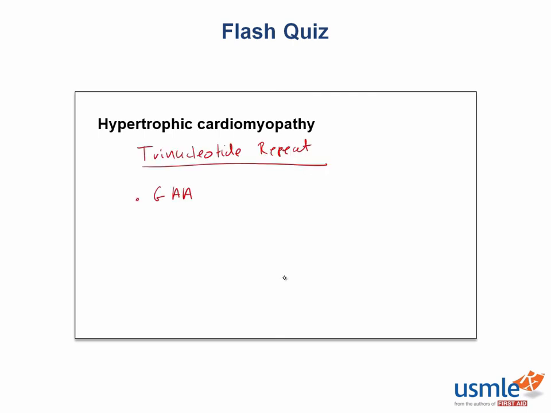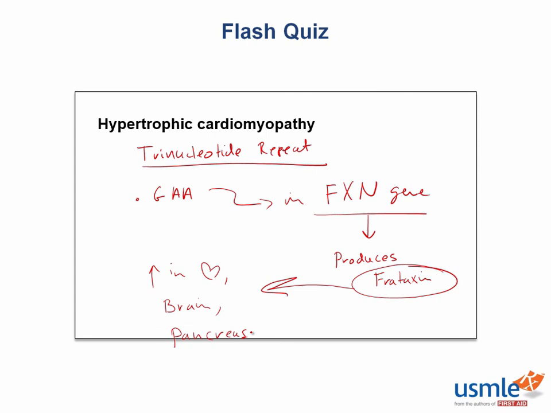Now this trinucleotide repeat takes place within the FXN gene, and this gene is responsible for the production of frataxin, which is a mitochondrial protein. So as you'd guess, when you have the trinucleotide repeat of GAA within this FXN gene, then you can't make frataxin as you should. Frataxin is a mitochondrial protein, and it actually protects us against some of the harmful effects of iron. And this protein is found in really high quantities within the heart, brain, as well as pancreas. So without the proper functioning of this frataxin protein, there's upregulated oxidative stress caused by iron in these organs.